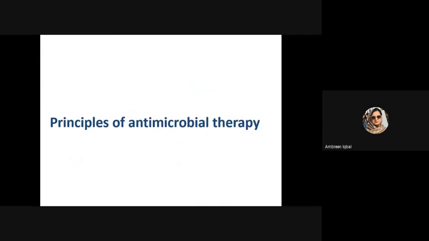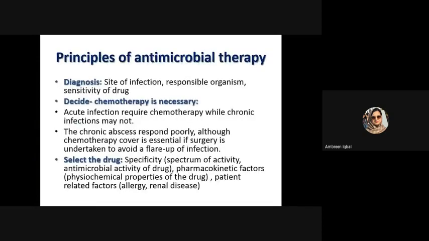The point is, what are the basic principles of antimicrobial therapy? I mean, what are the indications after which you must think about taking antimicrobial agents? The basic principle for the utilization of antimicrobial therapy is first of all diagnosis. The diagnosis of any condition is very important. You must know the site of infection, and especially the responsible organism. There are a number of gram positive and gram negative organisms. You must know the responsible organism, and then when you are going to take a drug, you must know whether this drug is sensitive for that organism.